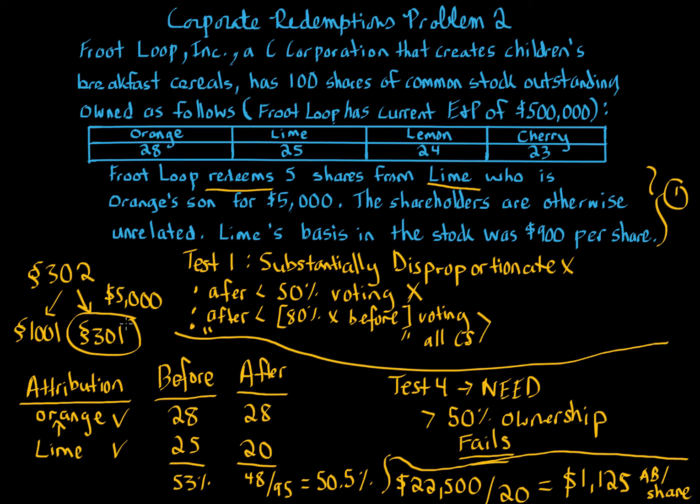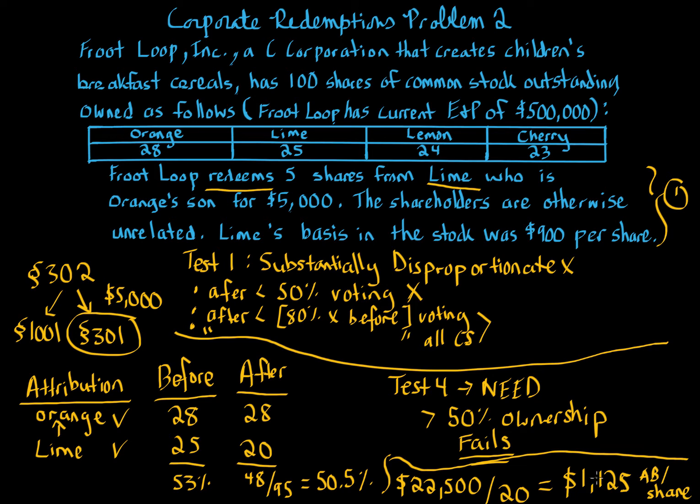Again, it's going to be treated as a Section 301 distribution. So the $5,000 received has to go through the distribution rules, which, by the way, there's plenty of EMP, right? 500,000 EMP. So that would be treated as a dividend to Lime. And then that would reduce, assuming there's no other transactions, the EMP down to $495,000. And the basis left in the shares, the 20 shares, is $1,125.